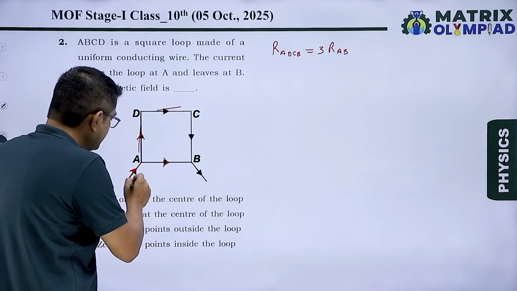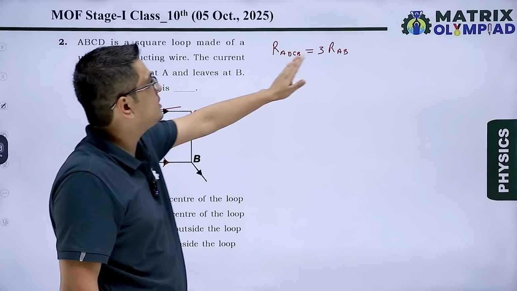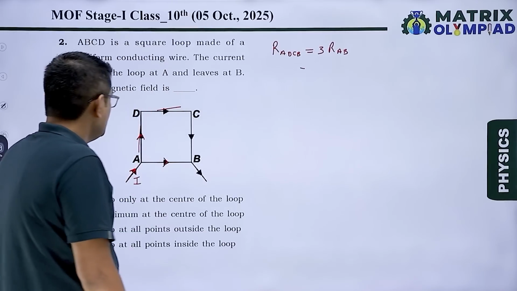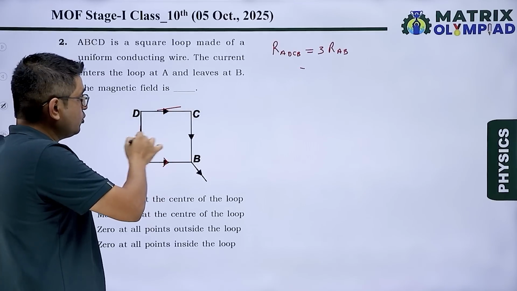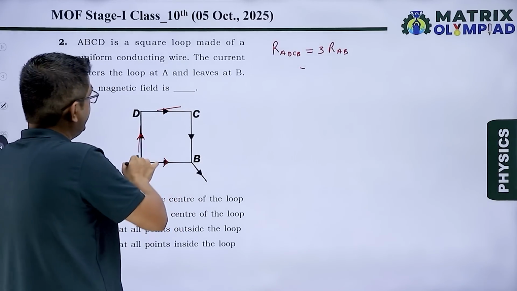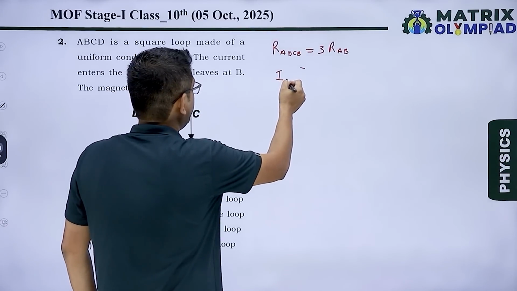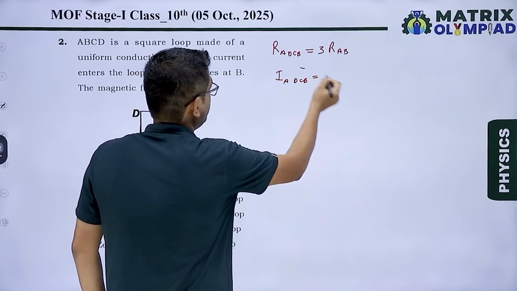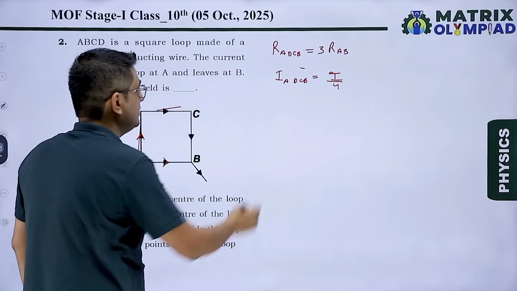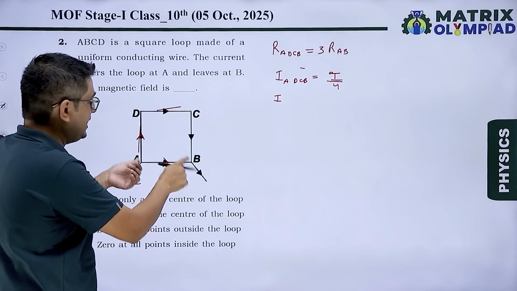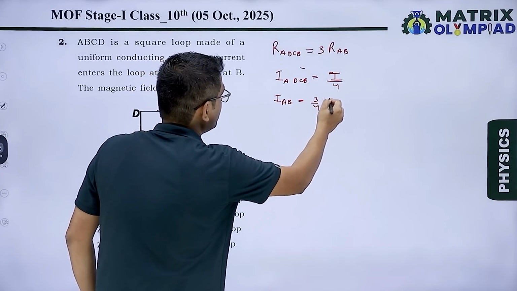So if current I is passing through this branch, the current will be divided according to the resistance of the wires. As we know, in this section resistance is 3 times more, so the current flowing through ADCB part, let's say IADCB, will be 1/4th part of total current, while the current flowing through AB part will be 3/4 of total current.